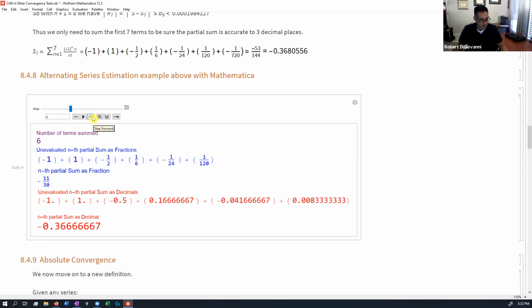So right here, here's the first 6 terms, right? I'm at negative 0.36666. If I go to the 7th term, I get a negative 0.368.